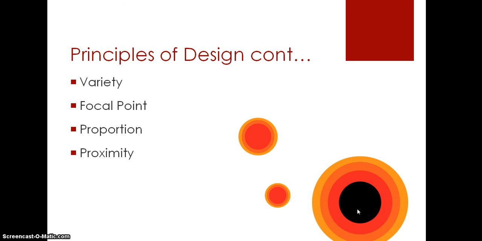And the seventh principle we have is proportion. Proportion is basically the different size between objects. It's the size of this circle compared to the size of this circle and this small one right here. And now the final principle we have is proximity. Proximity is placing similar objects of work close by each other and objects that are not alike far away from each other.